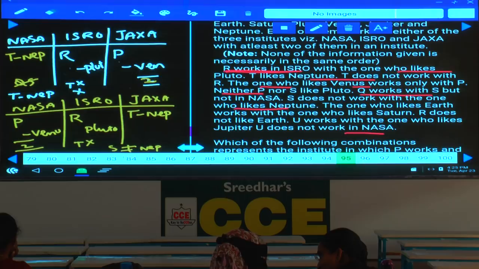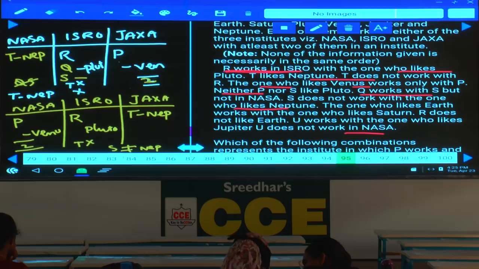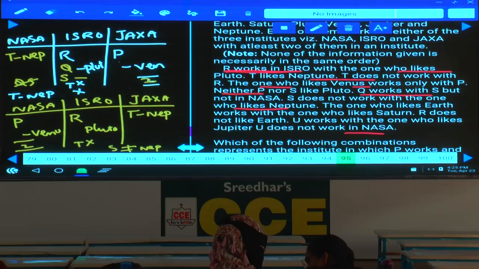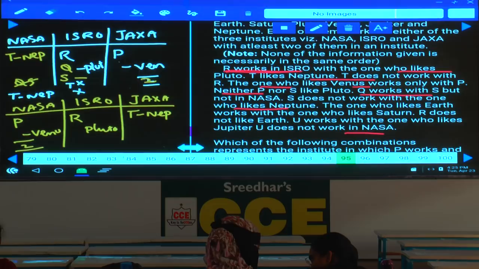Done? Out of which S does not like Pluto, hence Q must be Pluto. If Q is Pluto, S must be here. Now three persons R, Q and S were done. Now again coming back to this one, Q works with S, Q and S are together, but do not work in NASA. Hence Q and S do not work with Neptune. S and Neptune are in different institutes. Hence, Q and S cannot be in JAXA as well. Now, in the second case also, this Q is Pluto and S will be the other one. Now, this is Q and this will be S.